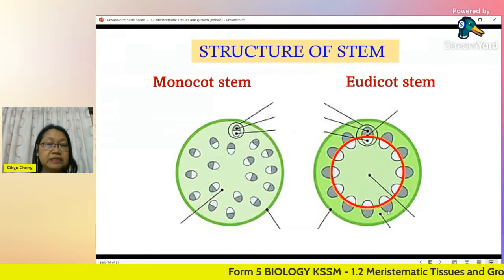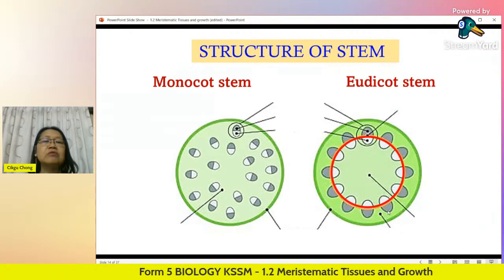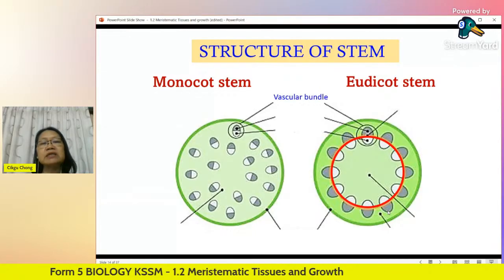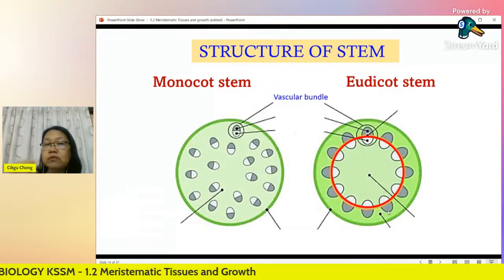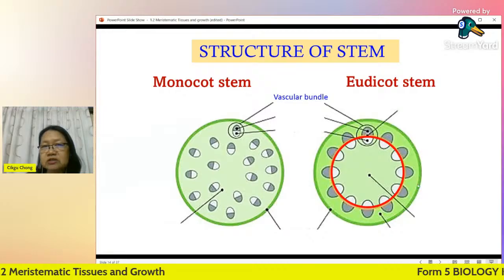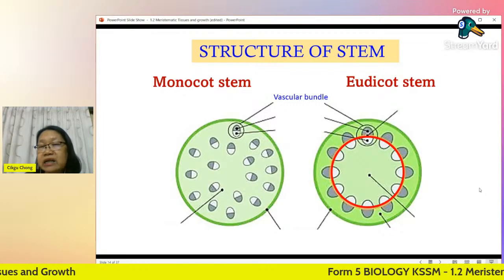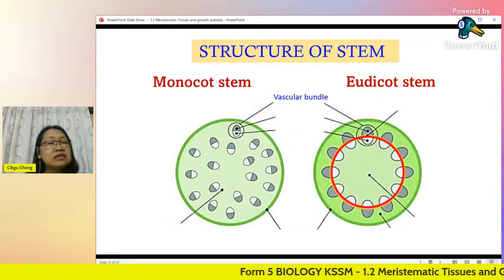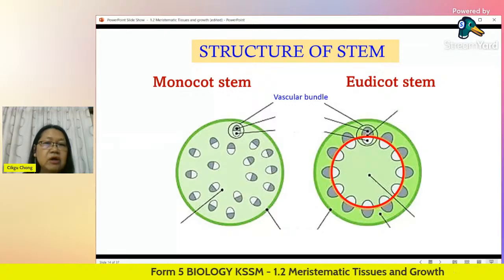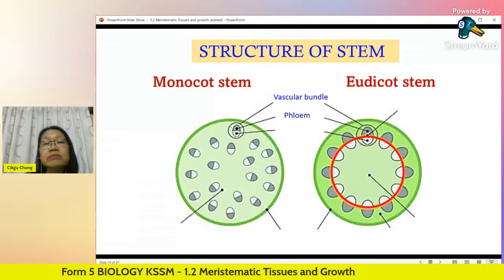Okay, it's very easy. First, label first. All right. Now we start with vascular bundle. You see all these entire oval shapes. All these are vascular bundle which contain xylem and phloem. So you have learned this actually in Form 3, right? The position of phloem and xylem.